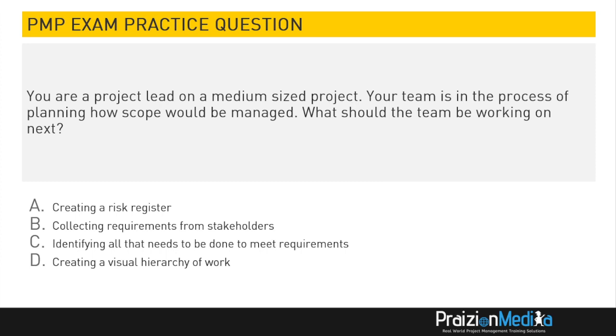So it says in the process of planning, so you are planning scope management. You wouldn't immediately jump to create a risk register. That would be premature based on the options you have. You wouldn't identify all that needs to be done to meet the requirements just yet. And you wouldn't create a visual hierarchy of work just yet, which is really describing another process in scope. The best answer here is collect requirements from stakeholders. Okay, let's move on to the next one.